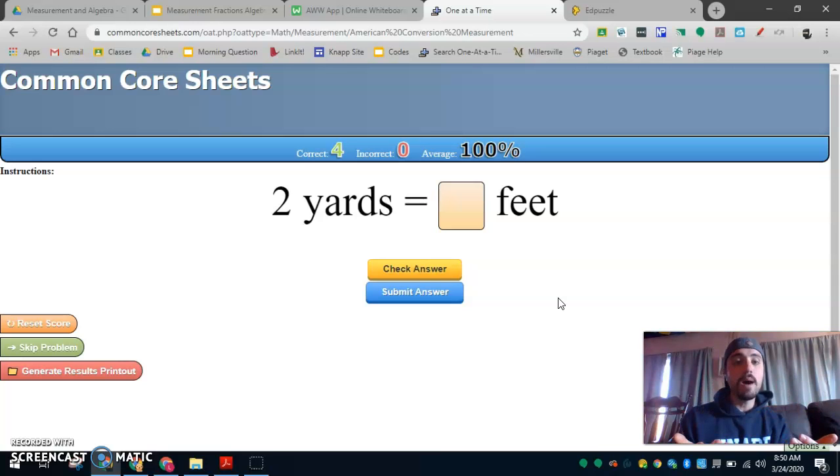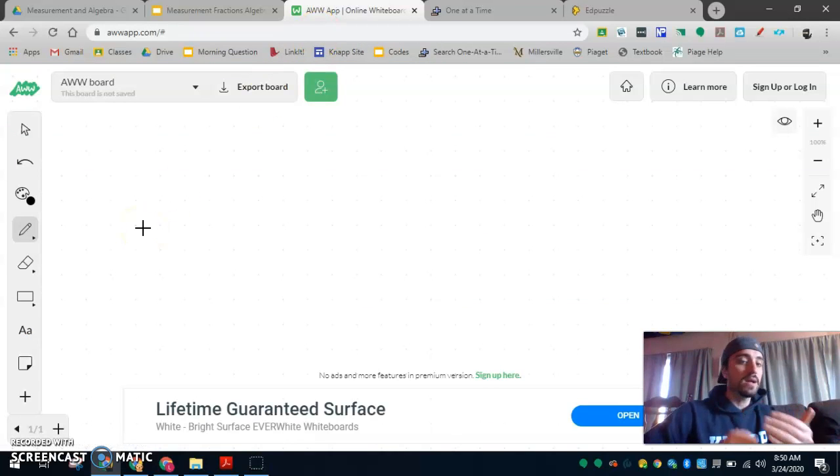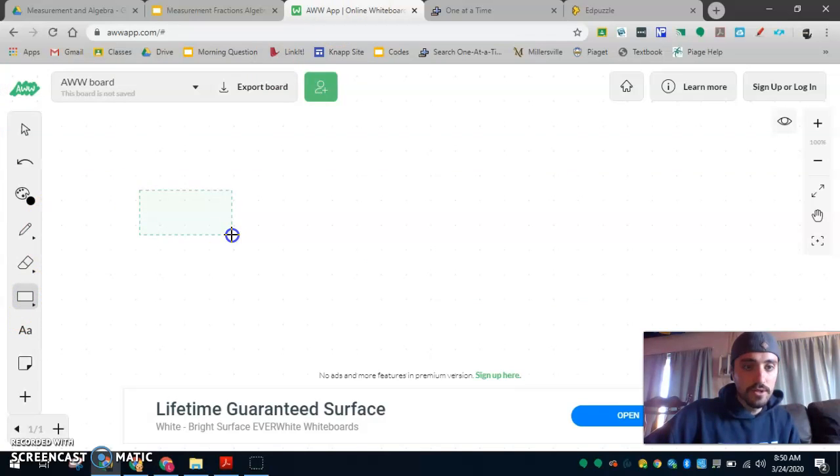So I'm going to make a model here. 2 yards equals how many feet? Well, this is what we ended with. What am I going to do? How do I make a model of this? Well, I have 2 yards, so I'm going to make 2 whole things. I'm going to make 2 rectangles. Rectangle number 1 and rectangle number 2.